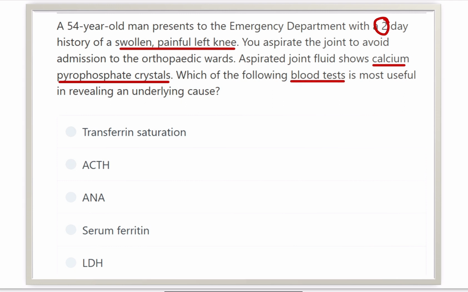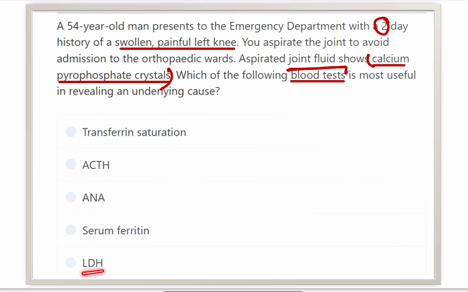So a patient presents with a swollen and painful left knee, and on aspiration there are calcium pyrophosphate crystals, which is an important finding. Now you want to do a blood test to favor the diagnosis of this condition. What blood test should you do? The options are transferrin saturation, ACTH, ANA, serum ferritin, and LDH.